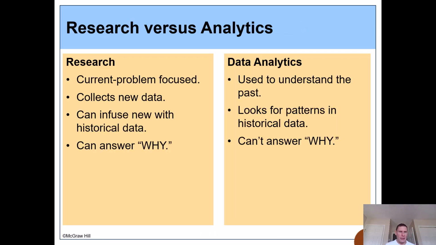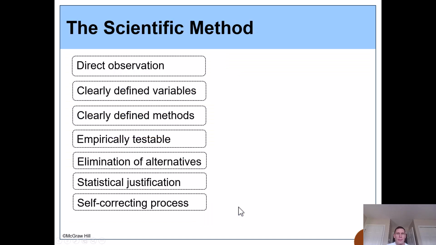So research versus analytics. Research is current problem focused. It collects new data. It can infuse new with historical data and hopefully can answer the why. Data analytics, however, is used to understand the past. It looks at patterns in historical data and it's not generally able to answer the why question. So that's kind of like a key difference between research versus data analytics.